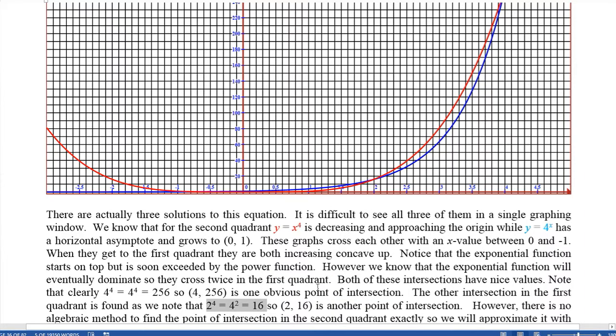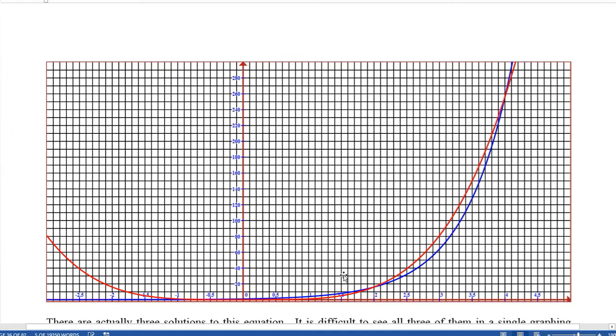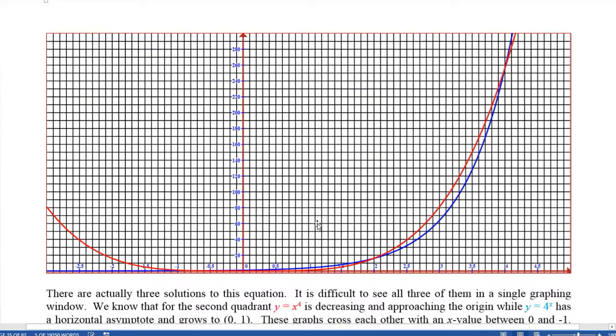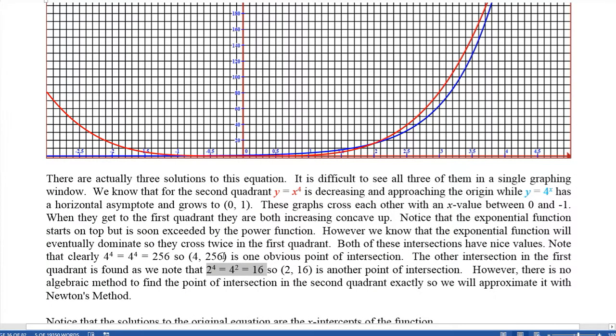So if we're talking about solving the equation, we've got 2 solutions exactly: x equals 2 or x equals 4. If we're talking about finding the ordered pairs, we got 2 places where the graphs cross exactly. One is (4, 256), and the other one is (2, 16).